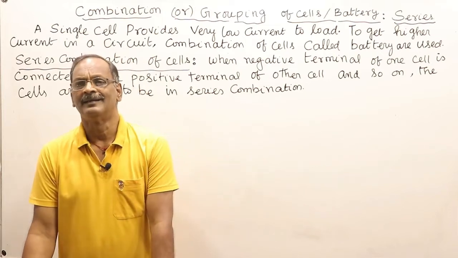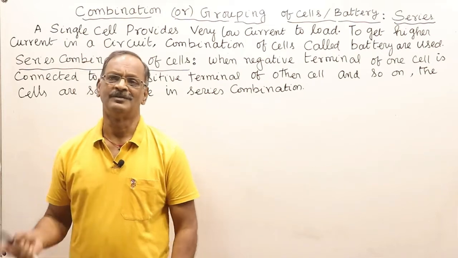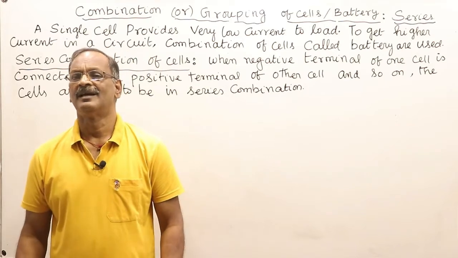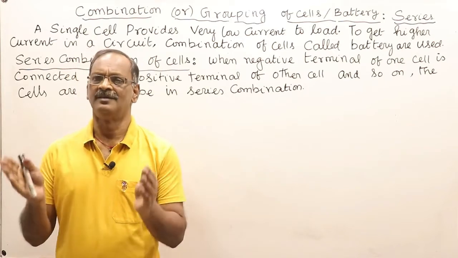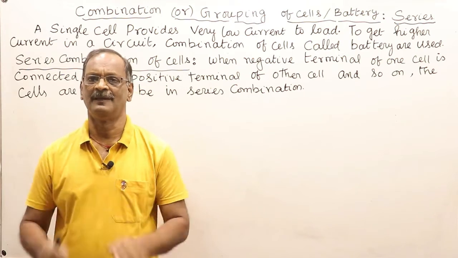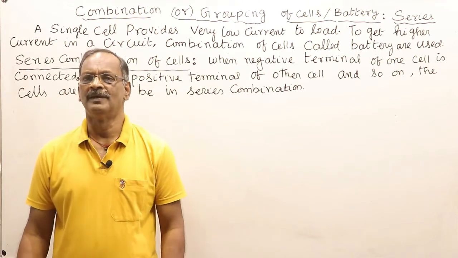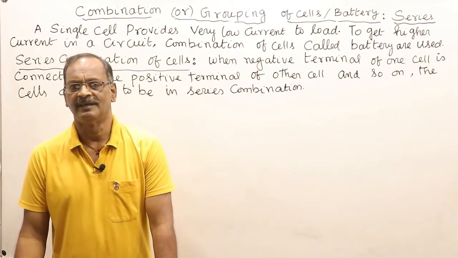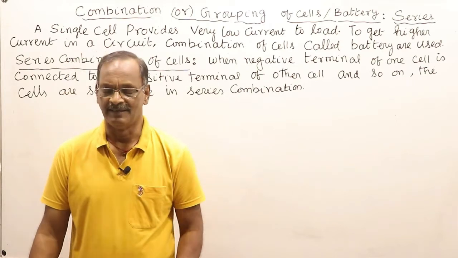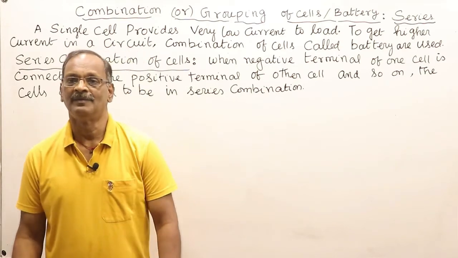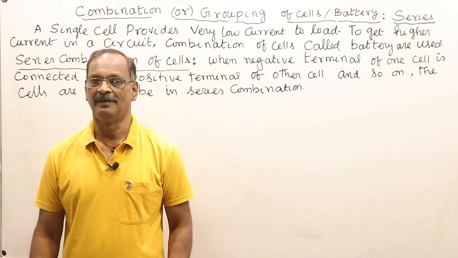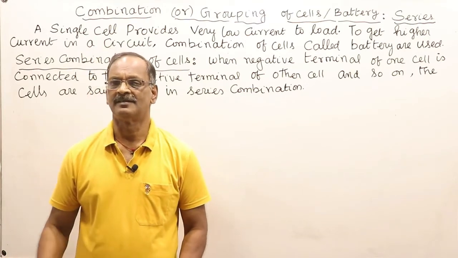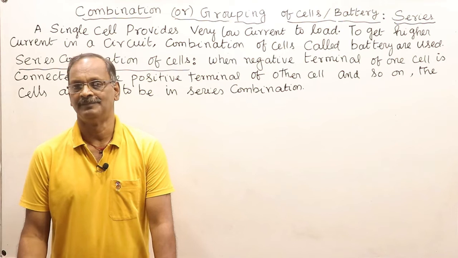To get higher current in a circuit, we use a combination of cells, which we call a battery. A collection of a number of cells is called a battery. The grouping of cells is either in series, or in parallel, or in a combination of series and parallel. First we will discuss the series combination of cells.